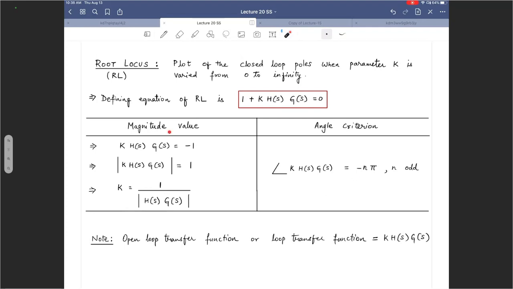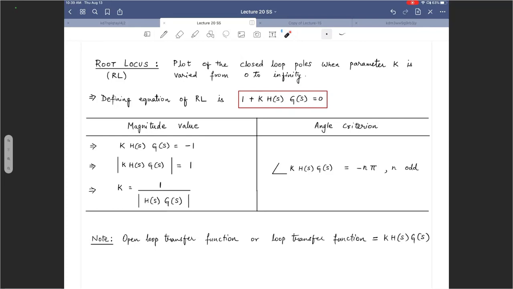So for the magnitude value, we are trying to find out what value of k satisfies that characteristic equation going to 0. So if 1 plus k times h times g is 0, that means k times h of s times g of s equals -1. If I take the magnitude on both sides, I've got k as 1 divided by the absolute value of h of s times g of s. So that tells me what value of k makes this characteristic equation go to 0.